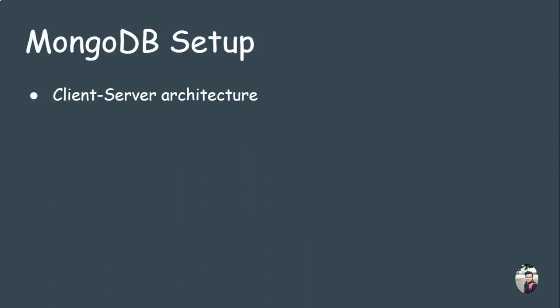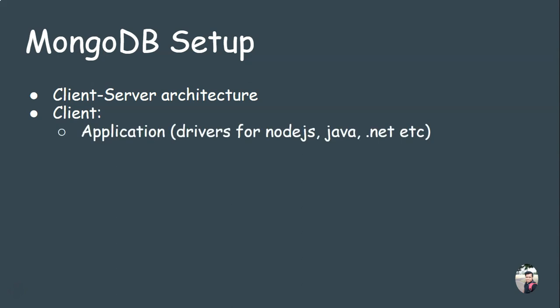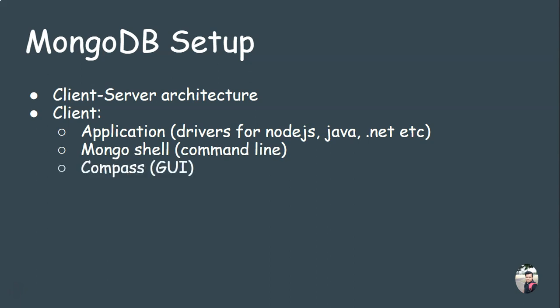Regarding MongoDB, it follows a client-server architectural pattern. The client can be the application code, where we use drivers for Node.js, Java, .NET and other languages to connect to MongoDB. We can use Mongo shell, which is a command line utility. We can use Compass, which is a graphical user interface that we can download from the MongoDB website. Also, it is possible to connect from VS Code.